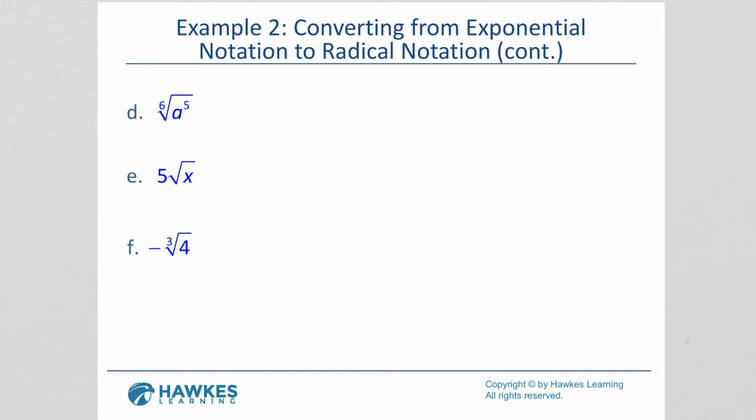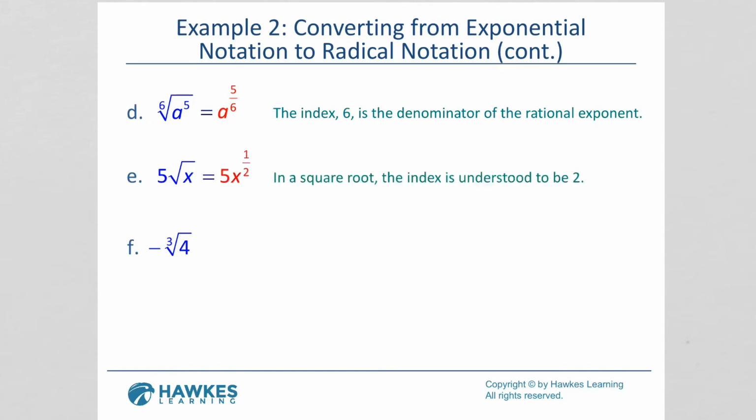Example 2d. We have the 6th root of a to the 5th. This time we're going to change this into exponential notation. That's equal to a to the 5/6. The index 6 is the denominator of the rational exponent. 2e, 5 square root x, is equal to 5x to the 1/2 power. In a square root, the index is understood to be 2.